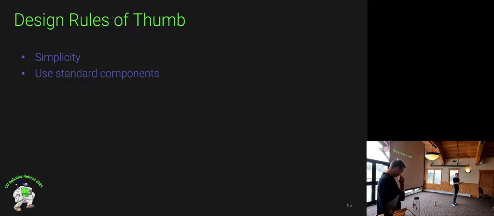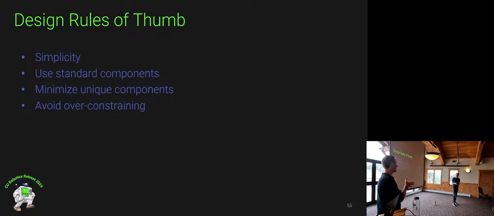You want to keep things as simple as possible mechanically. Use standardized components, and don't use a million different types of bolts. Use the same one if you can. Same thing for electronic components too. Yes, exactly. If you can use the same resistor in your design over and over again, it makes your bill of materials, when you're ordering your board, a million times easier too. Avoid over-constraining things.